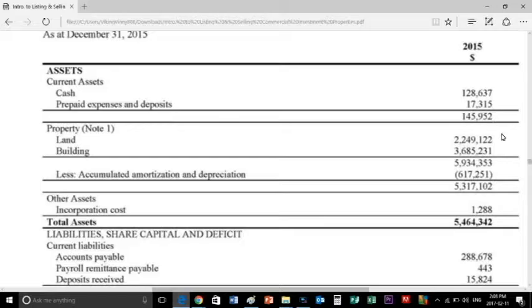There's a note below, note 1. Land is worth $2,249,122. The building is $3,685,231. You add the land of 2.2 and the building of 3.6, you get $5.9 million, $5,934,353. So you less or minus the accumulated amortization and depreciation. So that's a minus of $617,251. And it comes out to $5.3 million basically.